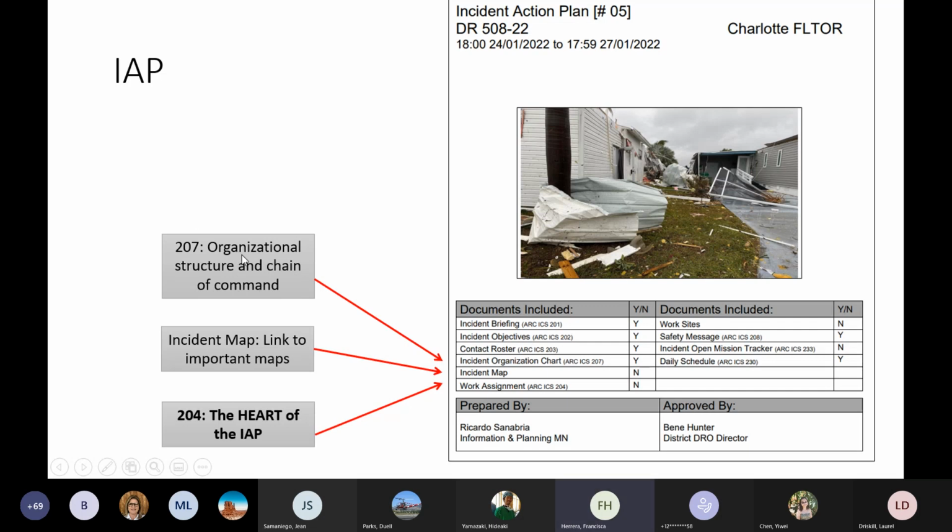So 207 is a helpful visual tool. The 207 usually mimics the contact roster. So generally, you have managers and above listed in the 203 and managers and above shown in the 207s.